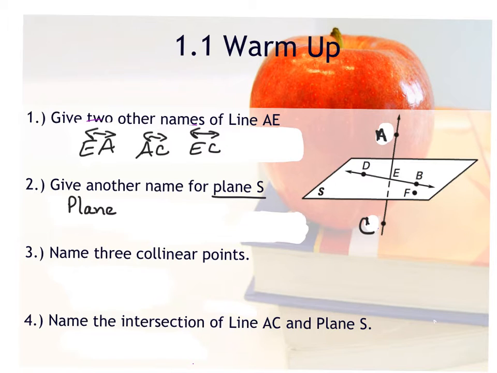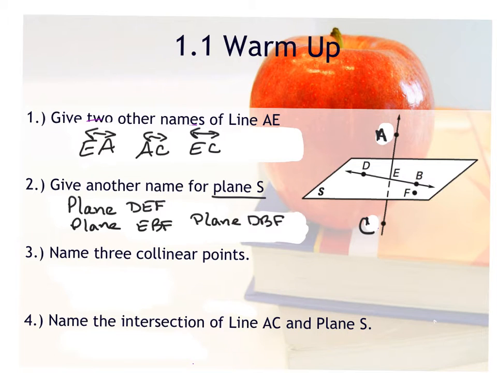So as long as you don't pick points DEB, that would name this plane. So I could name it DEF. I could also call it plane EBF. Another example could be plane DBF. These are all examples of another name for plane S.